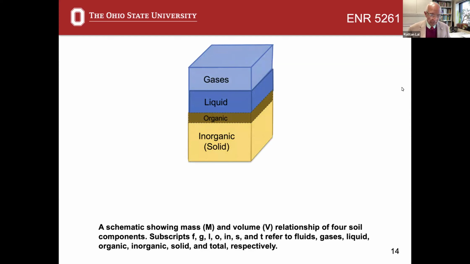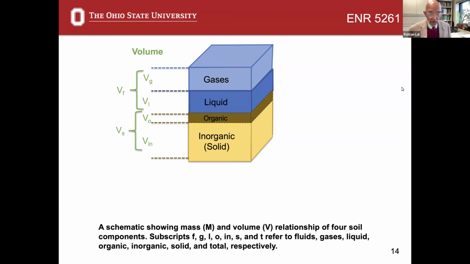For each phase, we have a volume. For example, volume of gases, volume of liquid, which together is the volume of fluid. We have volume of organic material, and we have volume of inorganic material, which is the volume of solid. And if you combine all solid and fluid together, we get the total volume. So volume of gas plus volume of liquid plus volume of organic plus volume of inorganic, or volume of fluid plus volume of solid, gives us the total volume.